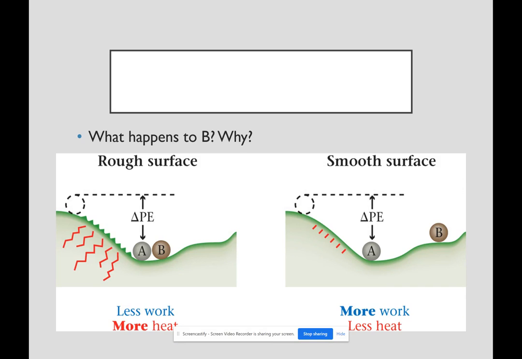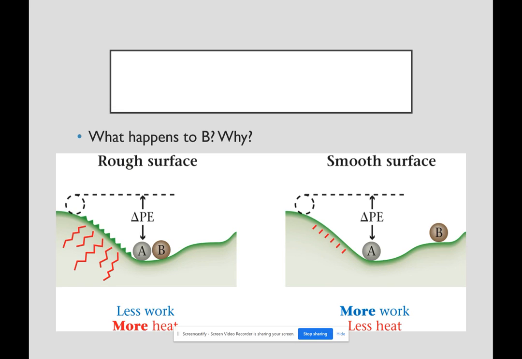So it's going to depend on the surface. If A is rolling over a rough surface, it's going to lose a lot of energy to heat. And so it's not going to be able to push ball B very far, which means it's not going to be able to do very much work on B. How much ball A pushes ball B is how much work it's doing on it. So if it's losing a lot of energy over this rough surface to heat, it's not going to be able to do very much work on B. It's not going to be able to push it very far.